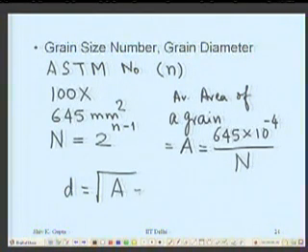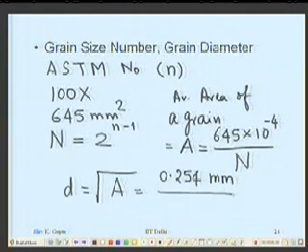If I do that, under root of this shall become 0.254, and since that is in millimeter square, so it becomes millimeter, and capital N is 2 to the power n minus 1. So it becomes under root of 2 to the power n minus 1. That's the average grain diameter, and small n is the ASTM number. We can define the grain size either by d or by small n. They are related. And you will notice that as the grain size number increases, the grain diameter decreases.